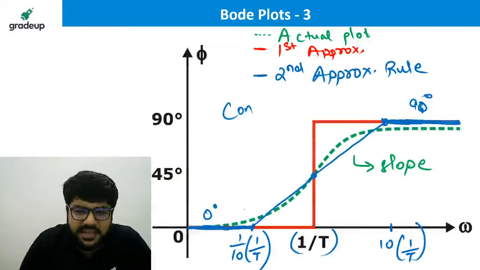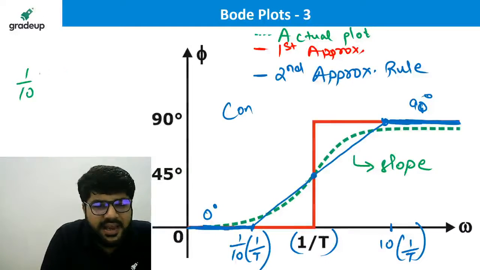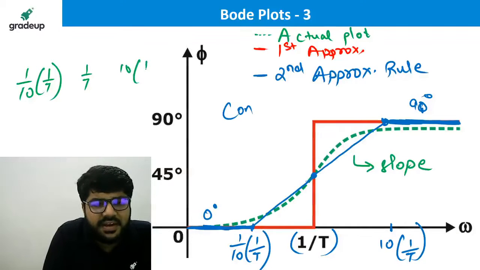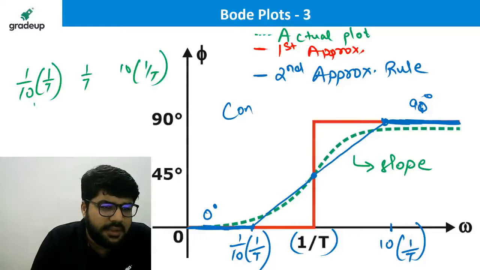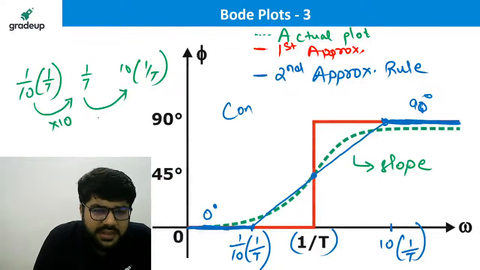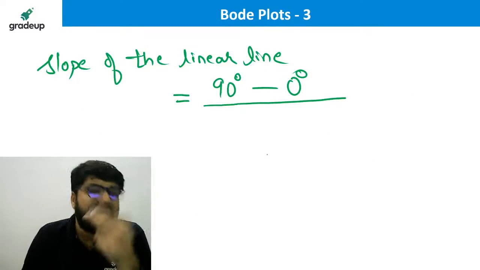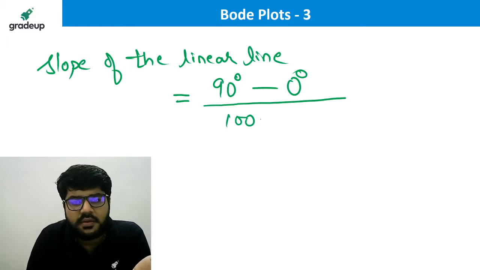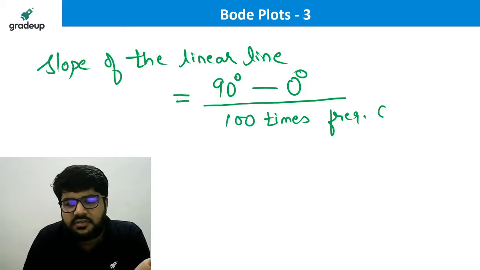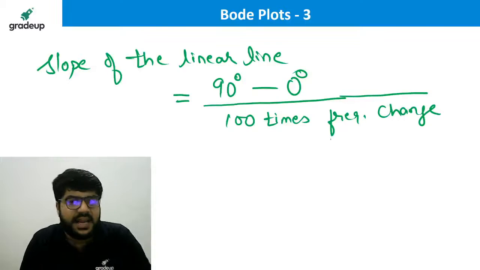Now, frequency is changing from 1/10. First I have the 1/10 point, then I have the 1/t point, then I have the 10 times 1/t point. So 1/10 to 1 is itself 10 times, then 1 to 10 is also 10 times. The frequency is changing by 100 times actually, divided by the 100 times frequency change. So the phase changes by 90 degrees for a 100 times change in frequency.